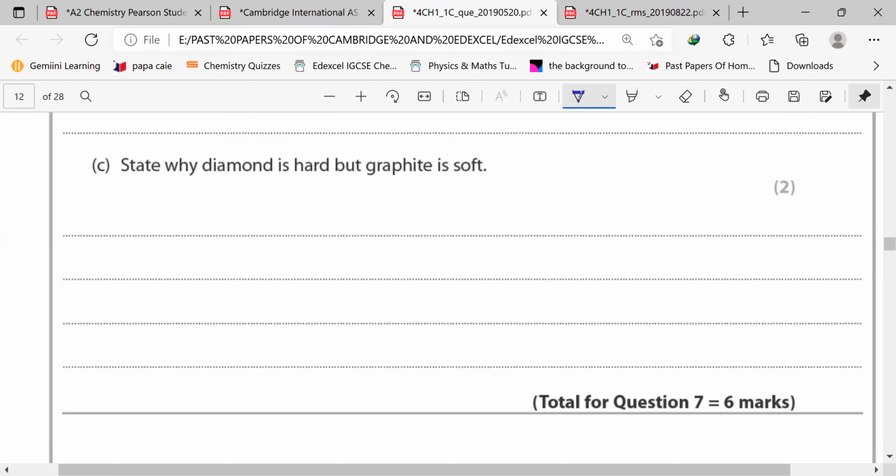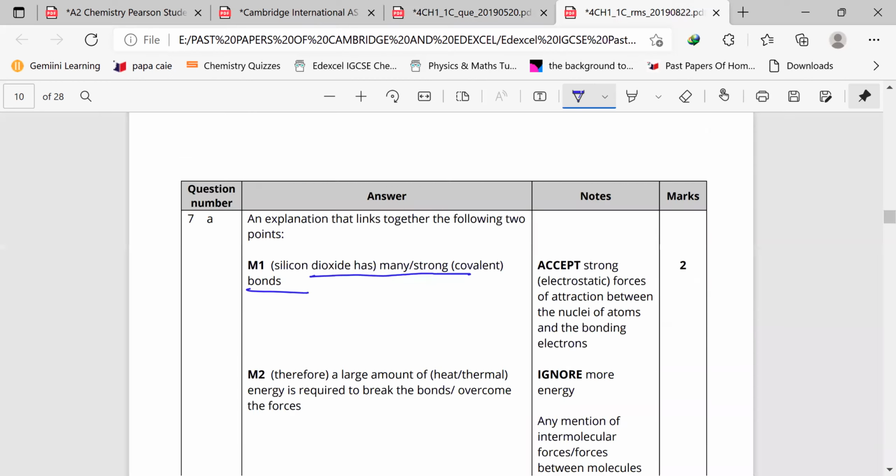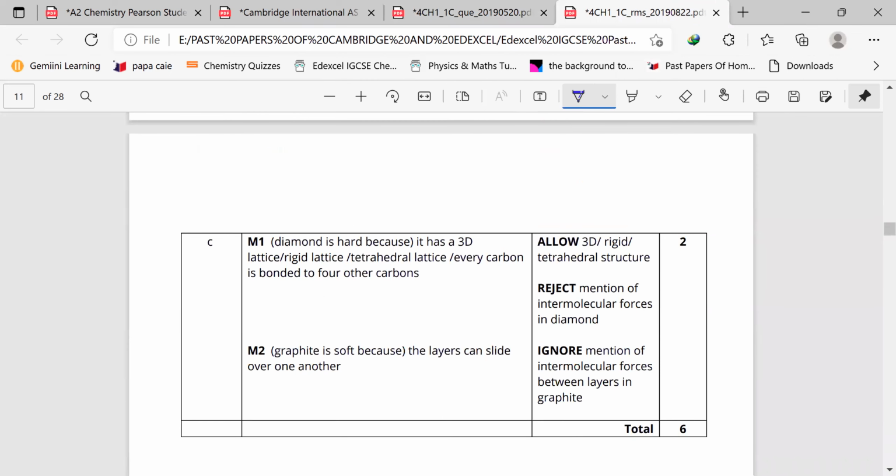And graphite is a layer structure and the layers can slide over each other, so it is soft. Just to verify, tetrahedral lattice.